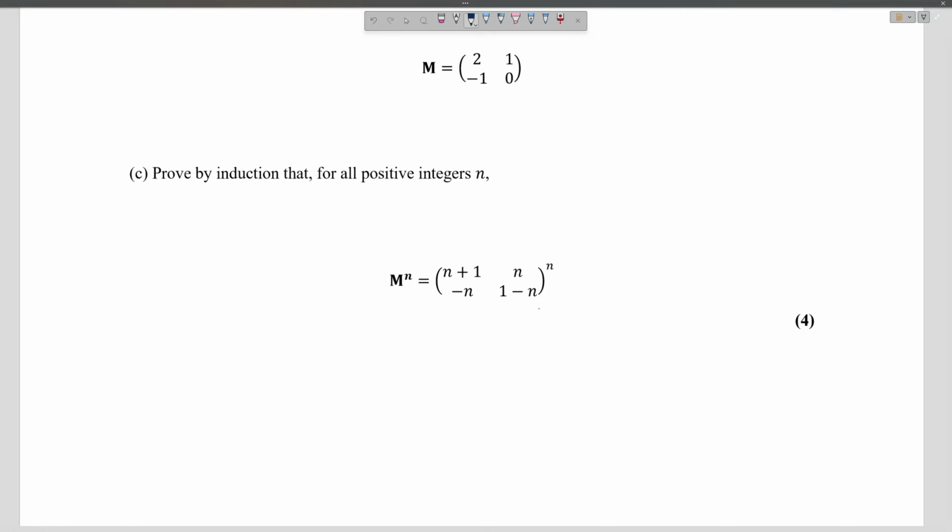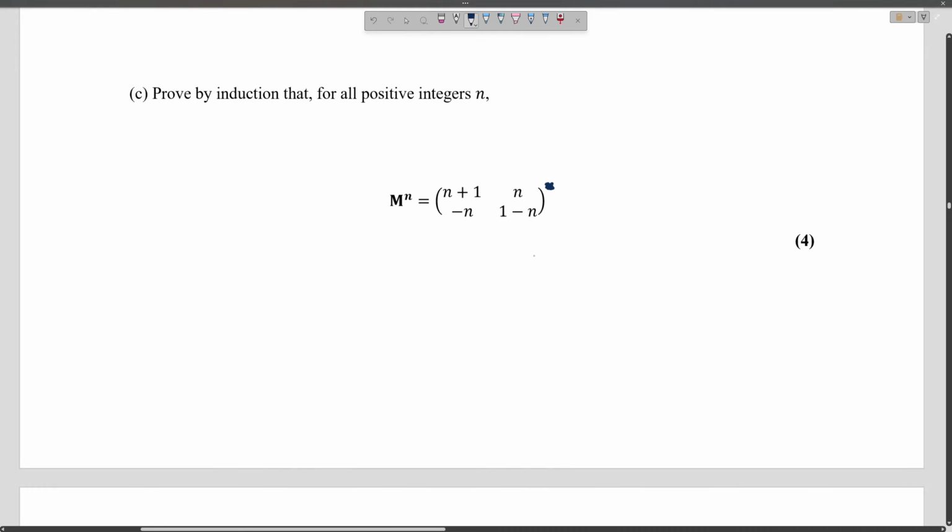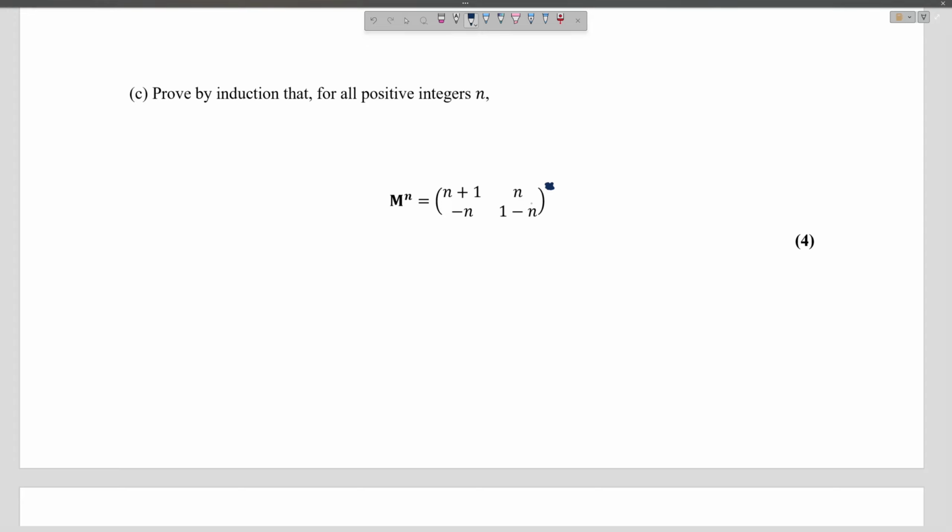Okay. There shouldn't be a power of n there. My apologies. That shouldn't be there. So just ignore that. So m to the n is equal to n plus 1, n minus n, and 1 minus n there.